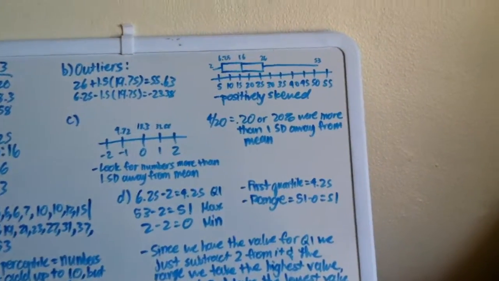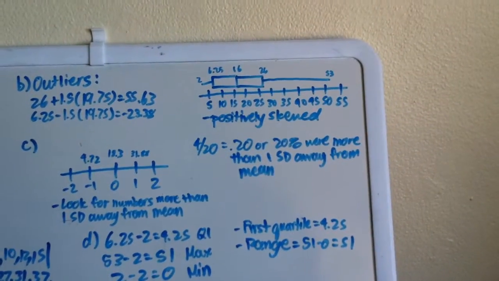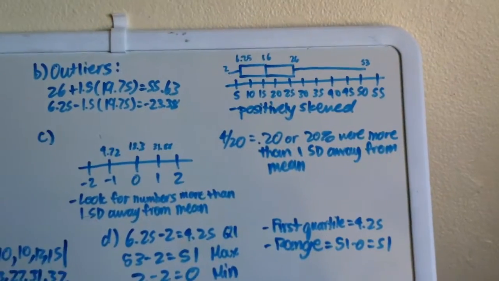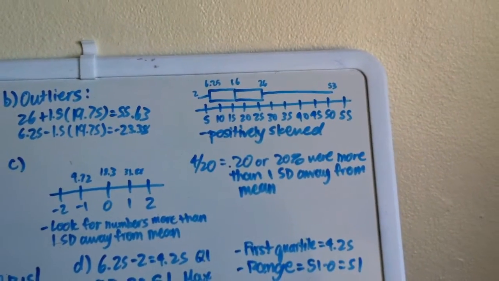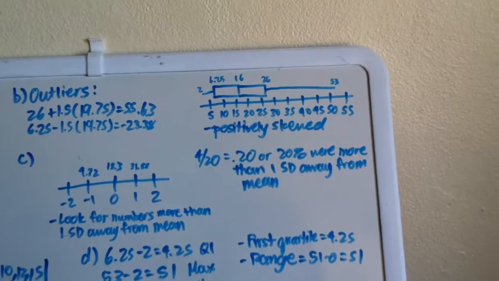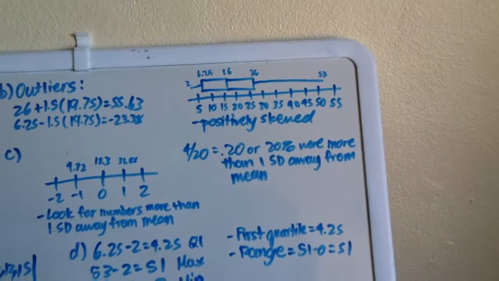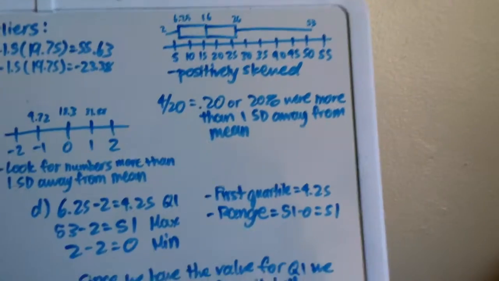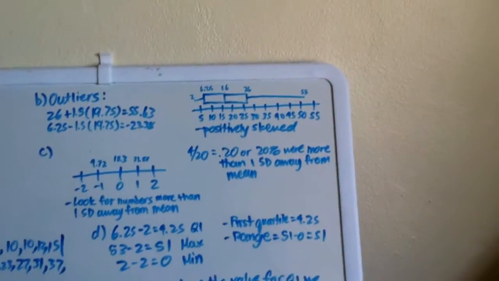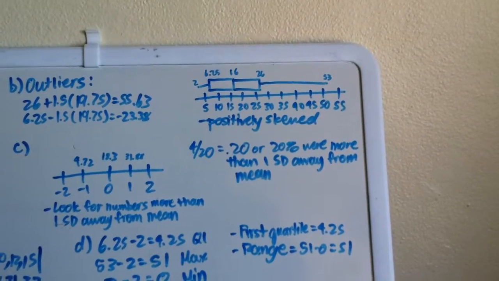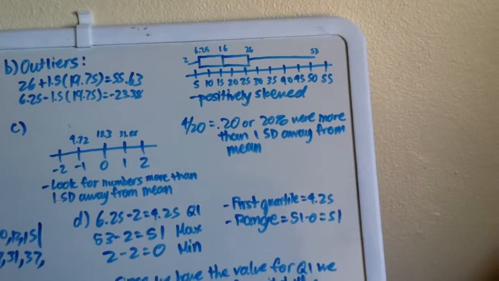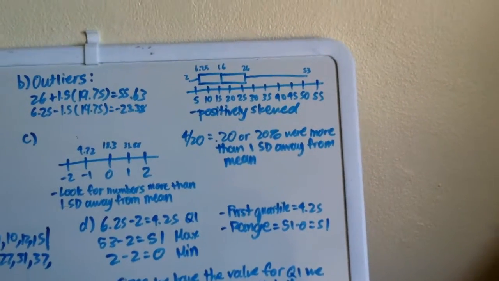As I plot my box plot, as you can see, the median is 16, Q1 is 6.25, Q3 is 26, the max is 53, and the minimum is 2. And as you can see, it is positively skewed because the box is more towards the left, and there's more tail on the right.